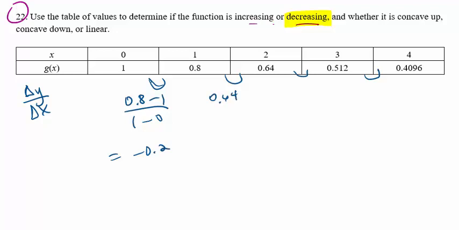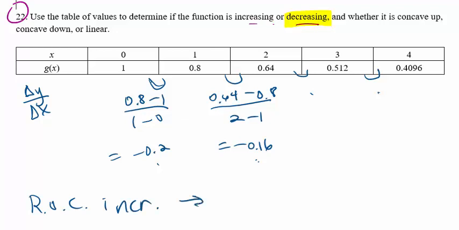Okay, and then we can do another one, (0.64 minus 0.8) over (2 minus 1) is negative 0.16. So it appears, if I compare these numbers, the second one is the bigger of the two. And so it appears that the rate of change is going to be increasing. I do want to test out these others as well. And if that happens, if the rate of change is increasing, the graph is concave up.